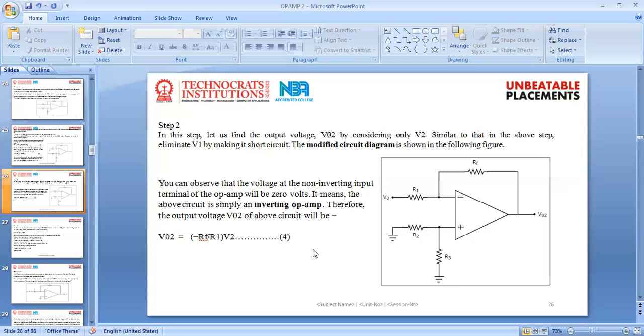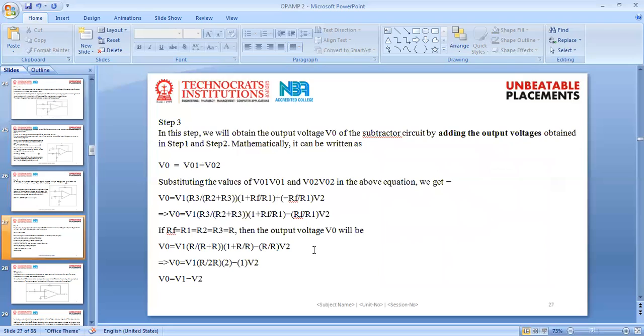Now, step 3. In this step, we will obtain the output voltage V0 of the subtractor circuit by adding the output voltages obtained in step 1 and step 2. Mathematically, it can be written as V0 equal to V01 plus V02. Substituting the values of V01 and V02 in the above equations, we get V0.